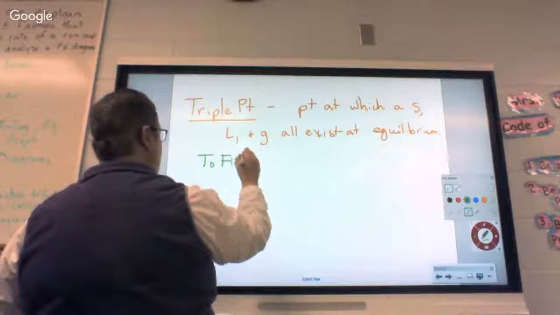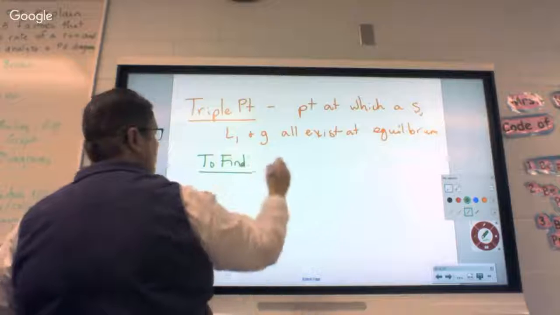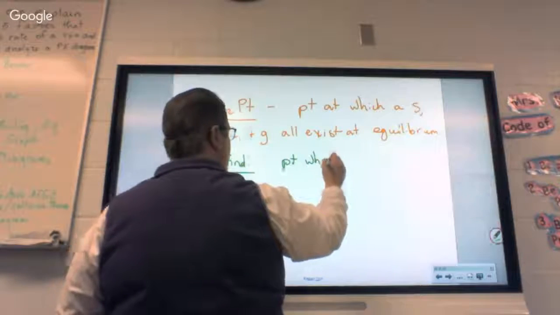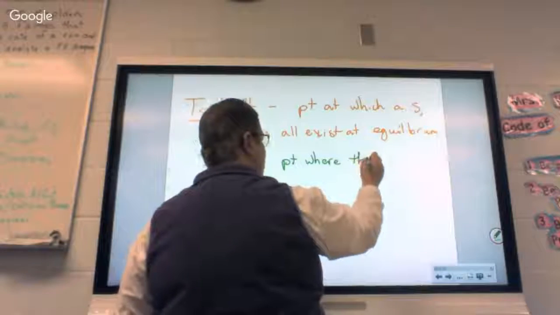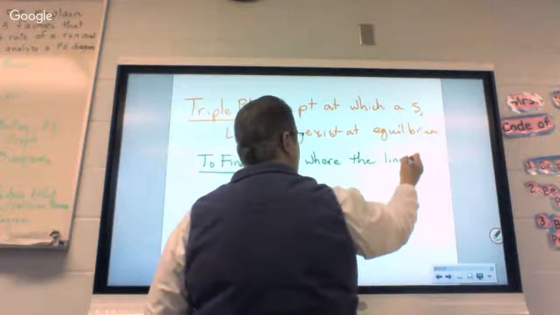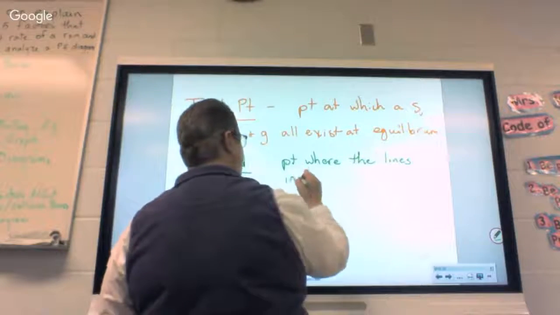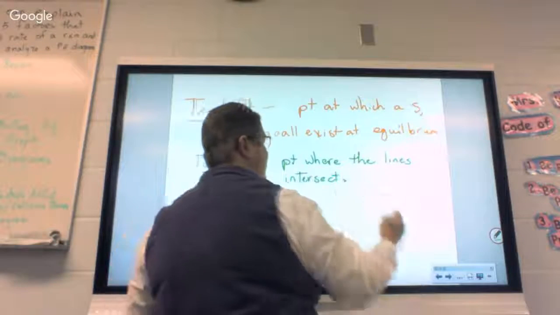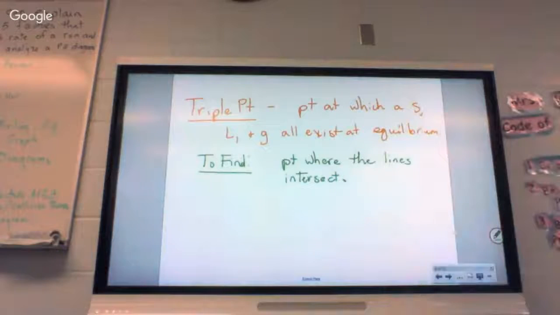To find it, it is the point where the lines intersect. It is the easiest point to find on the graph. Nobody ever gets this wrong on the test.